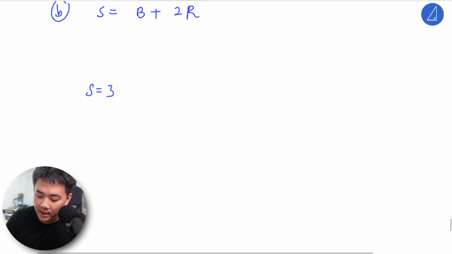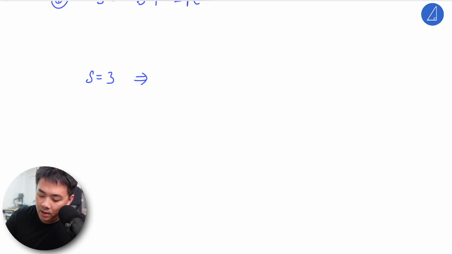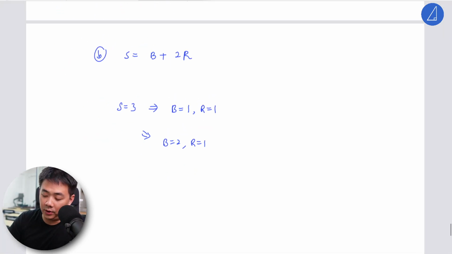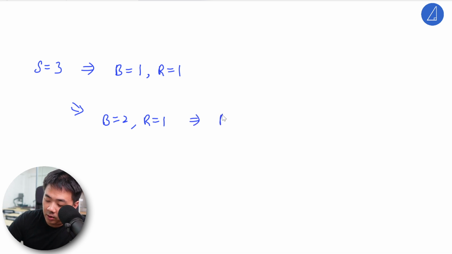So we know that S equals to 3, you have 2 cases here. Case 1 is B equals to 1 and R equals to 1. Then the other case is when B equals to 2 and R equals to 1. This one just means probability of 2 red plus 1 blue, plus 2 blue plus 1 red.